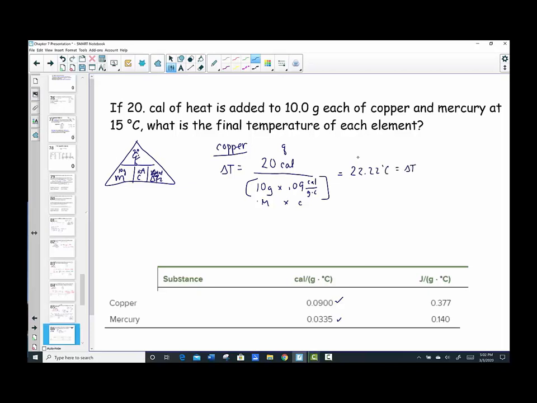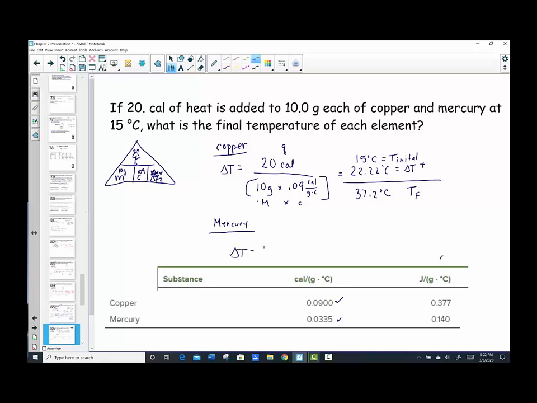Now if it started at 15 degrees Celsius and you added heat, the new temperature will be 22.22 degrees higher than 15. So I'm going to just add those two together, and the final thermometer will be 37.22. I'll just leave, that's close enough, 37 degrees Celsius for copper. What about for mercury?